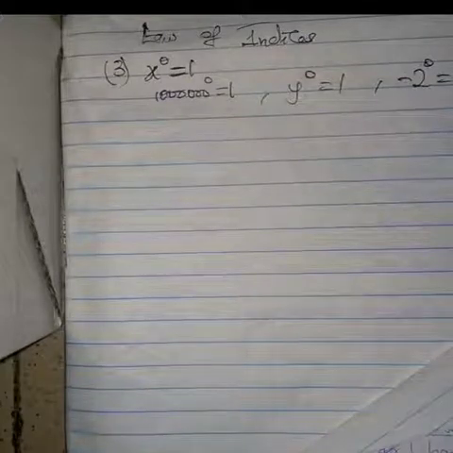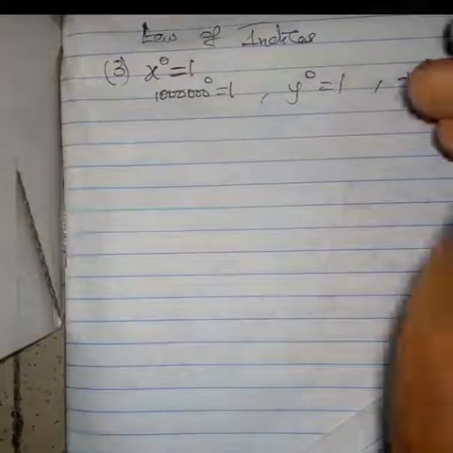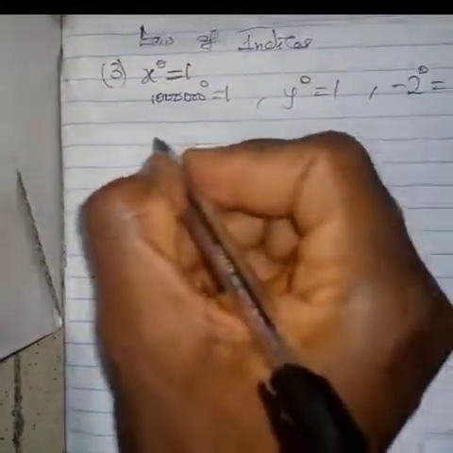Somebody says 0 raised to the power of 0 is 1, right? Can you prove that? I'll leave that to you to discuss in the comment section. Well, z raised to the power of 0 is 1. Anything raised to the power of 0 is 1, right? And so this is the third law. Let's go to the fourth law.